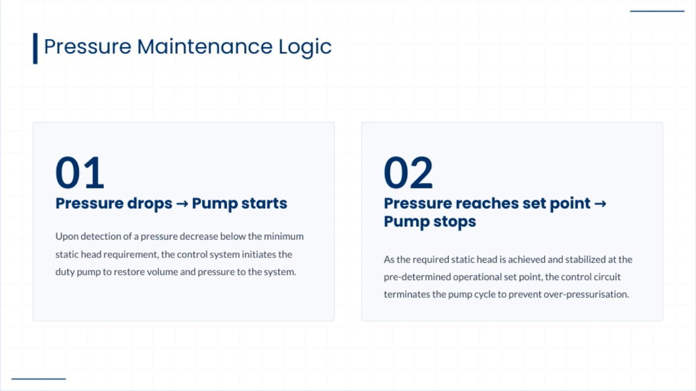On the flip side, if the pressure drops below the minimum static head requirement, say, due to some demand change or minor leak, the control system kicks in again. It detects this decrease and activates the duty pump to restore both volume and pressure back to the ideal levels. This logic ensures a continuous balance. When the pressure is sufficient, the pump is off, saving energy and reducing wear. When it drops, the pump gets back to work automatically. This cycle plays a vital role in maintaining system stability and efficiency, tying directly into the overall theme of effective pressure regulation in our system.